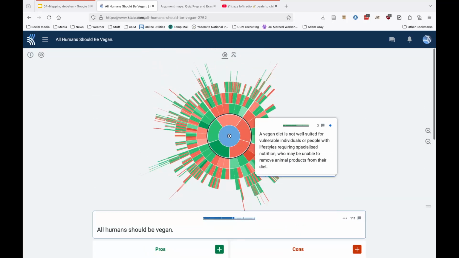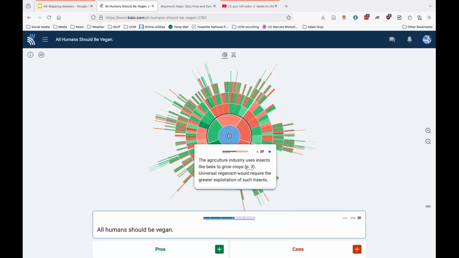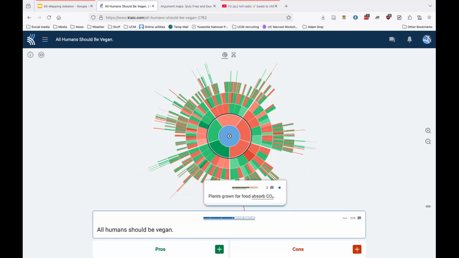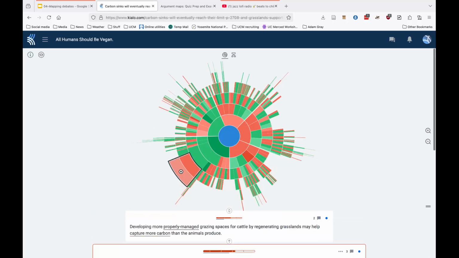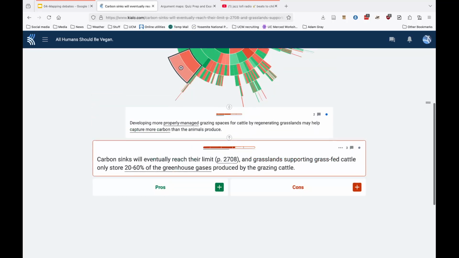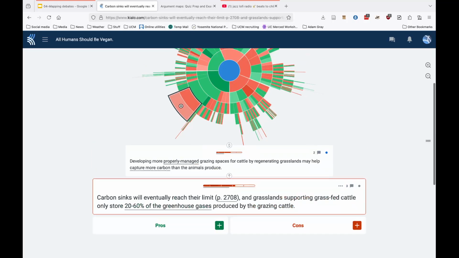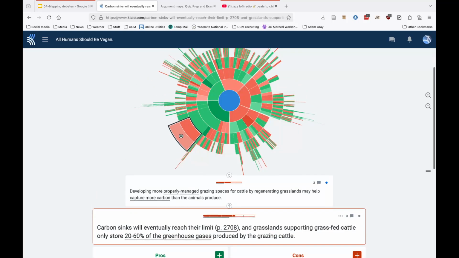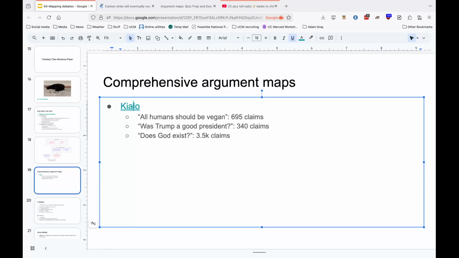And you can see there are lots and lots of arguments spreading out, and some getting kind of peripheral to that debate. Like here's a thing about the capability of grasslands with grass-fed cattle to store greenhouse gases, getting quite distant from the question of whether or not humans should be vegan, but ultimately being able to trace back to this. Just a couple that I was looking at here. So all humans should be vegan.